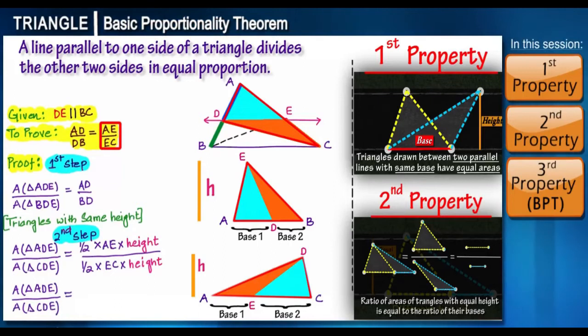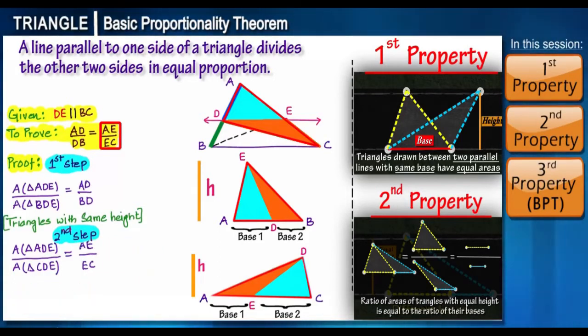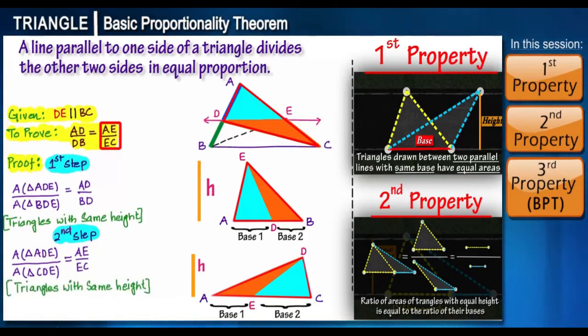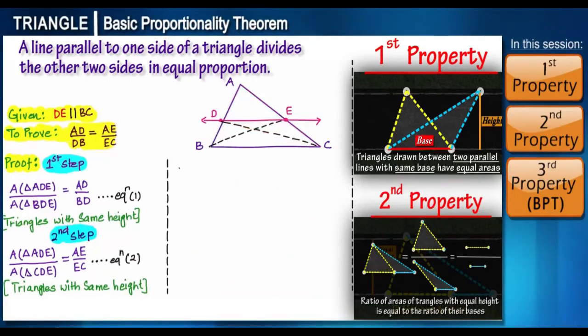Height is the same, so we will cancel out height by height and 1 by 2 by 1 by 2. Then we will have AE upon EC. We can say area of triangle ADE upon area of triangle CDE equals AE upon EC. Now we have equation first and equation second. As you can see, we have both AD upon DB and AE upon EC in equation first and equation second. Now let's begin the third step, which is the last and important step.